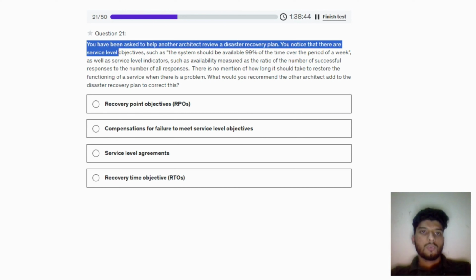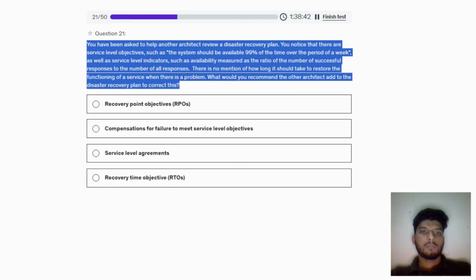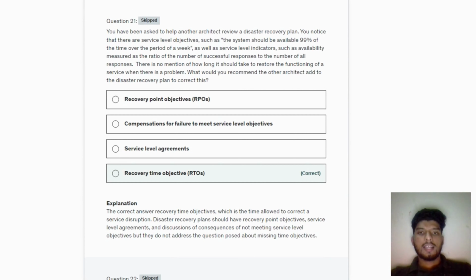And here is question 21, and here are the options. You have to select the correct one. The right answer is recovery time objectives, RTOs. And here is the explanation of question 21.